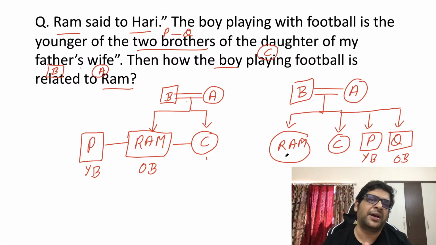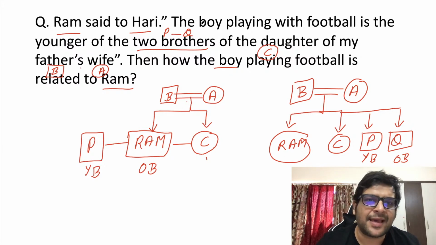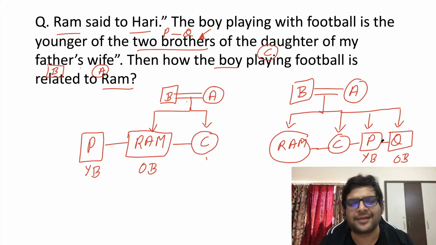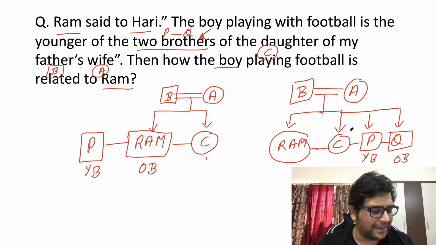See, there is no information in the question which says that Ram is a male. If Ram is a male, that will be the left-hand side diagram, where Ram becomes the older brother and P becomes the younger brother. Or it could be the right-hand diagram, where Ram is one of the two daughters. See, it says that there are only two brothers, but we do not know the number of daughters. So it could be that Ram and C are both daughters of A and B, and P and Q are the sons of A and B. Both of these possibilities are there.